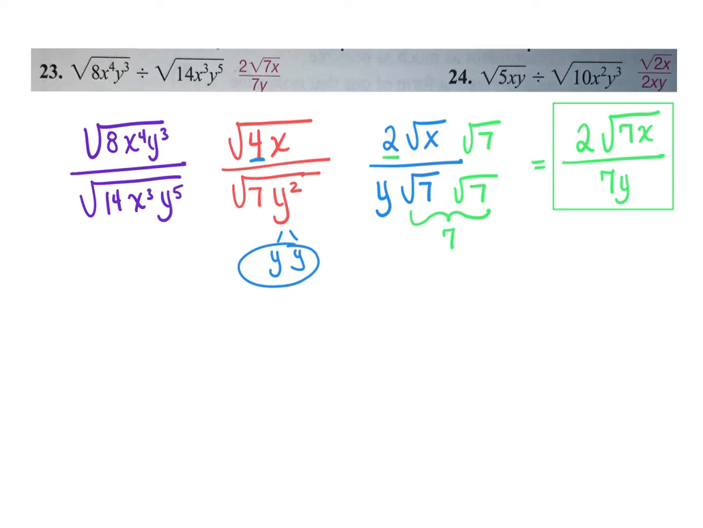All right, so let's look at the next one, 24. Once again, you want to write it over so you can easily see what reduces. 5xy over 10x squared y cubed.